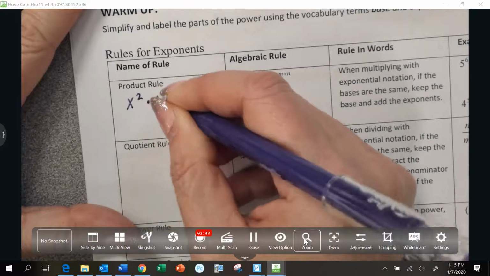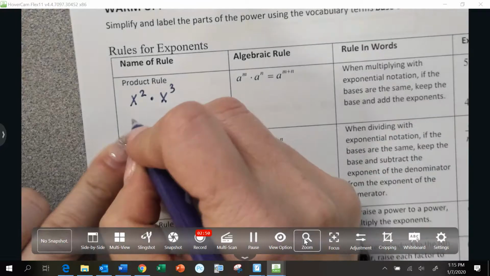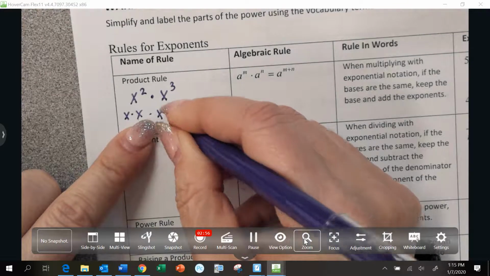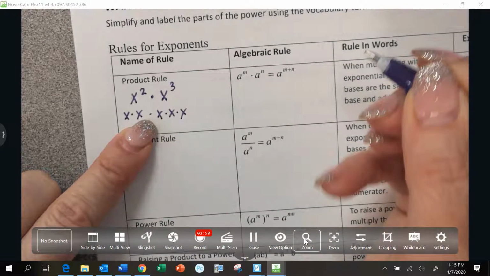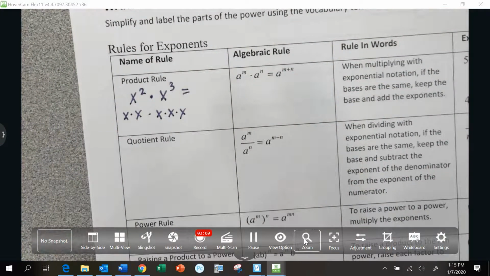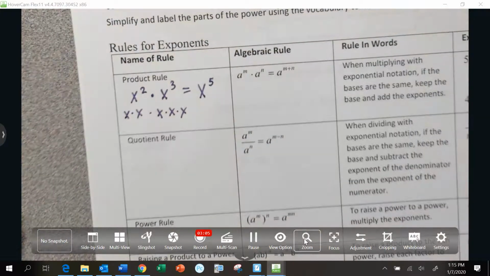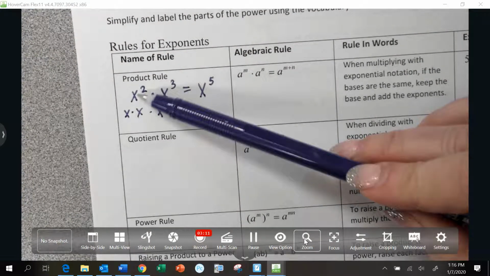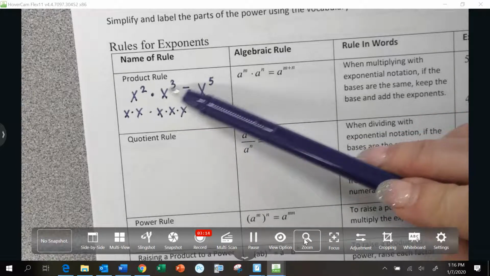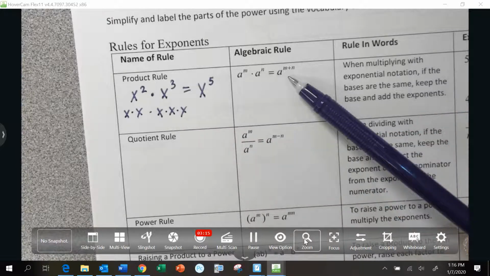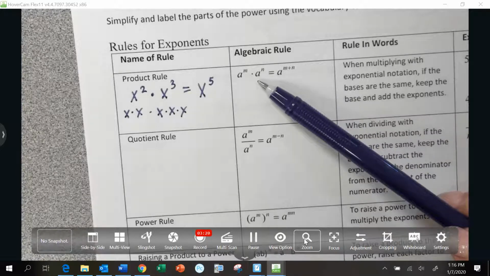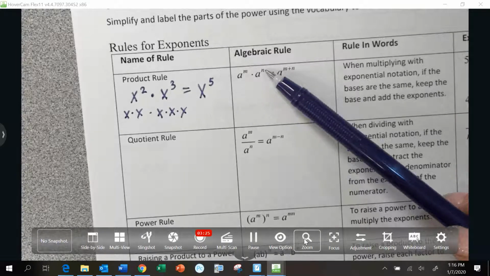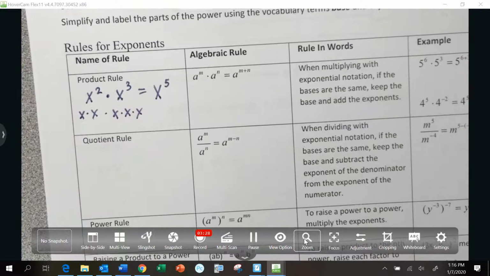X squared times x to the 3rd. Let's think about that. X squared is how many x's? X times x. X to the 3rd would be x times x times x. If I actually multiply there, I get x to the 5th. So what is that shortcut rule about if you are multiplying like bases? You do what to the exponents? They have to be like bases, the bases have to be the same, then you put the exponent over here.